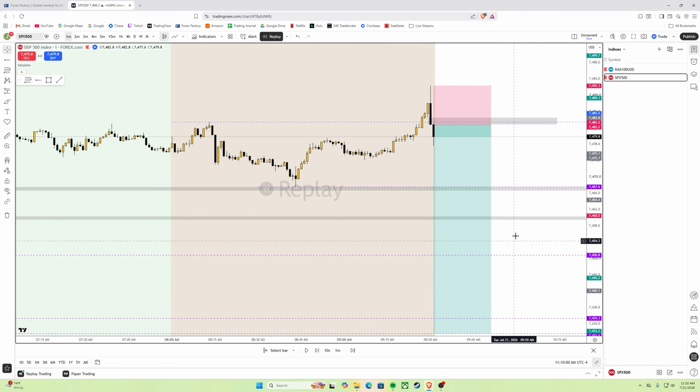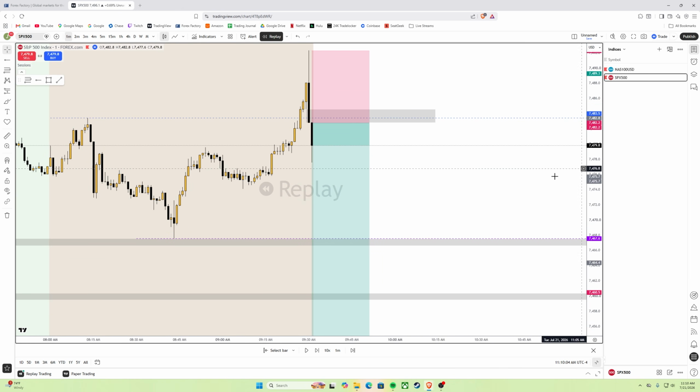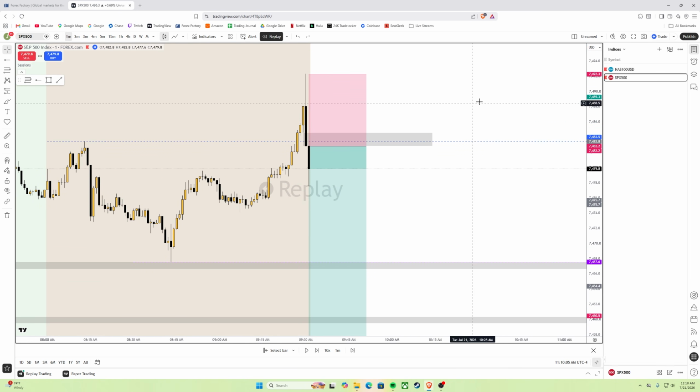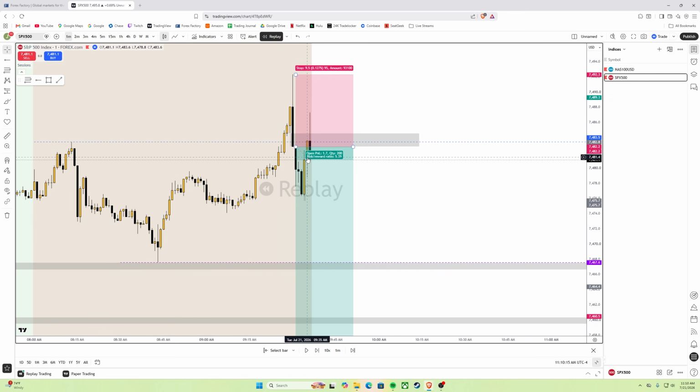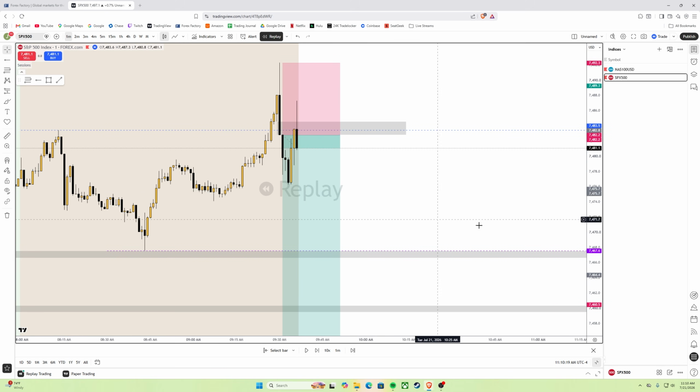So let me full screen the S&P. Now we have our sell limit placed because we're anticipating price to want to go up and tap into this fair value gap. So then we just watch price, and then boom, right here at 9:35 we are officially in the position.